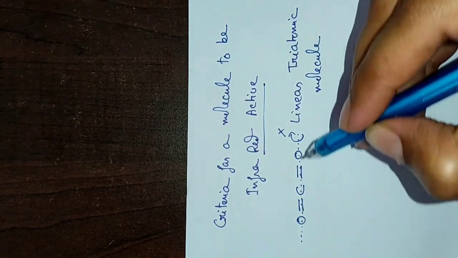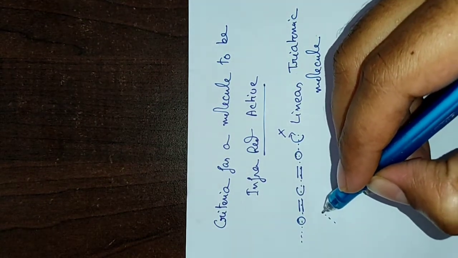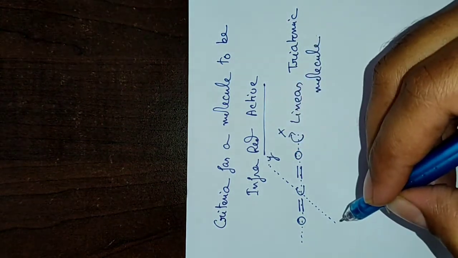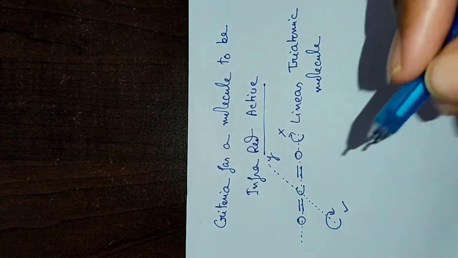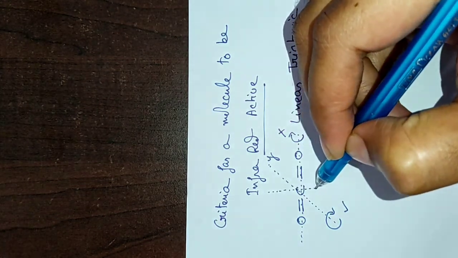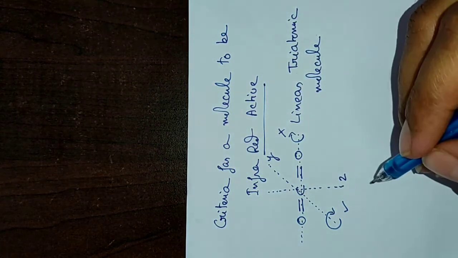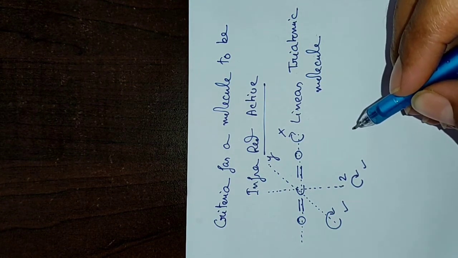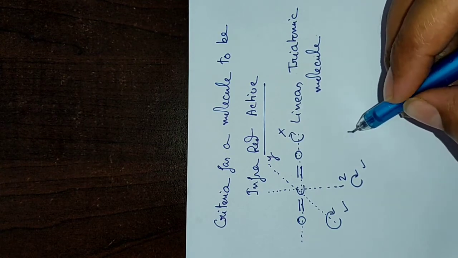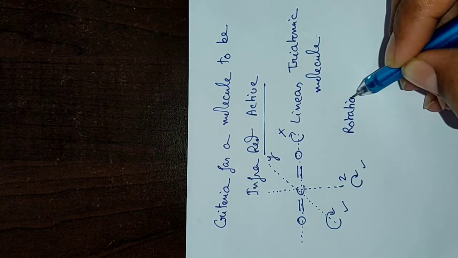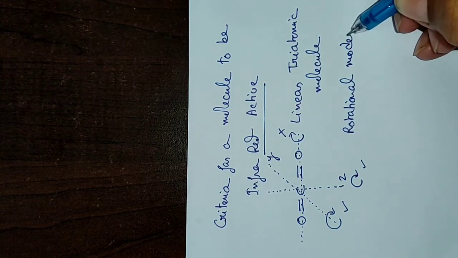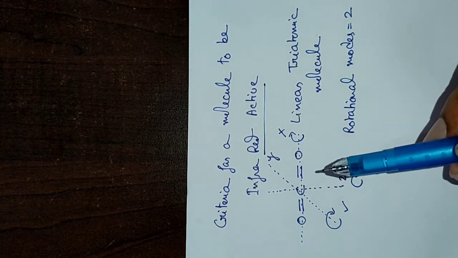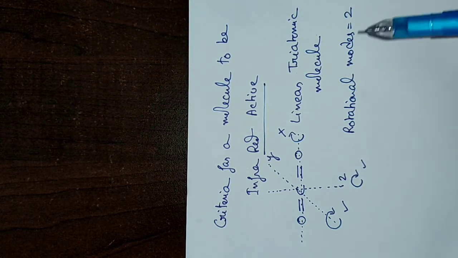Now consider this to be the x-axis. Then this will be the y-axis. This rotation is allowed. Consider this laboratory axis to be z. This rotation is also allowed. So the number of rotational modes that are active is 2. So rotational modes equal 2. If the molecule is non-linear, then there will be 3 rotational modes.